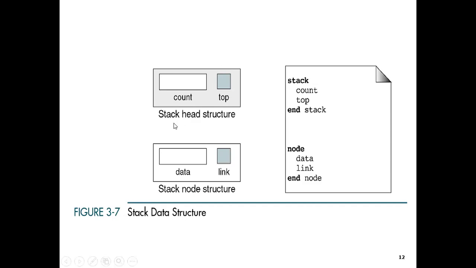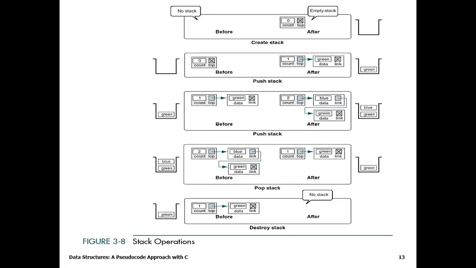Now the stack head structure will be holding the count of the number of nodes in the list, and the top variable will have the next pointer for the first element. That means the topmost element in the stack. So first we have an empty stack. So we are using create function. We have created an empty stack. The count value will be 0 and the top will be null. That means it is not containing any value. So just we have initialized a stack.